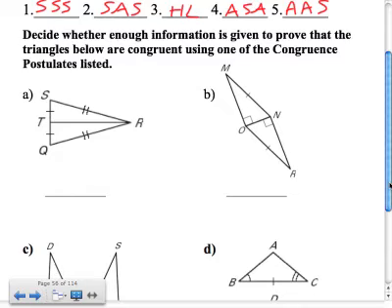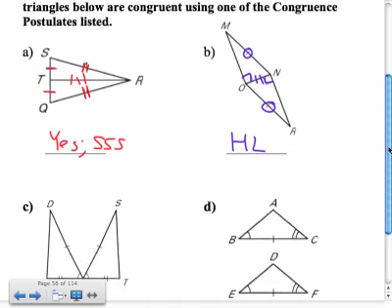It says decide whether enough information is given to prove that the triangles below are congruent using one of the congruence postulates. I look at A. One set of sides, two sets of sides, reflexive property. Yes, SSS. Part B. First thing I see is, hey, I have right triangles. I notice that OR and MN are congruent. Those are the hypotenuses of their respective triangles. We have the reflexive property, ON congruent to ON. Therefore, these are congruent by hypotenuse leg.